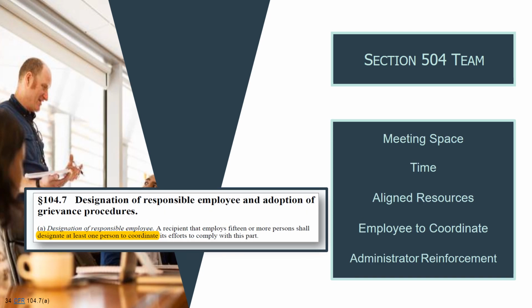Administrators must make sure there is available meeting space for teams, time to achieve compliance, and resources aligned to planned student supports. Superintendents must identify a district-level Section 504 coordinator when they have 15 or more employees. If additional support is needed, school-level Section 504 coordinators or designees can also be identified. Superintendents should make sure that these designated individuals are fully abreast of the statute and the school system's local procedures.